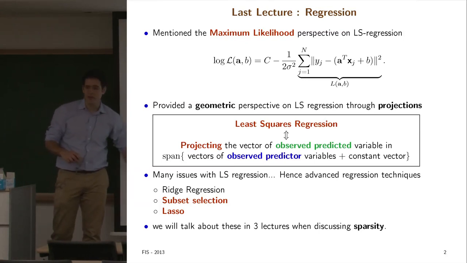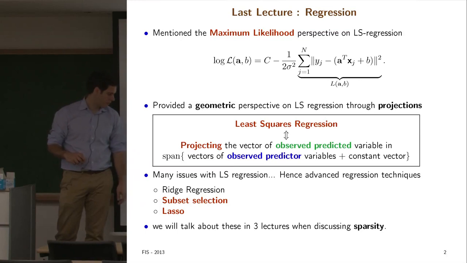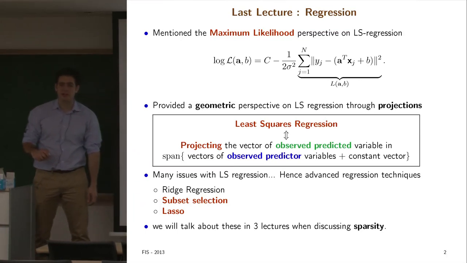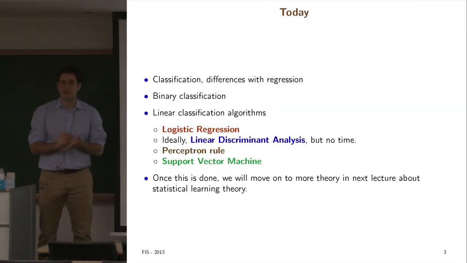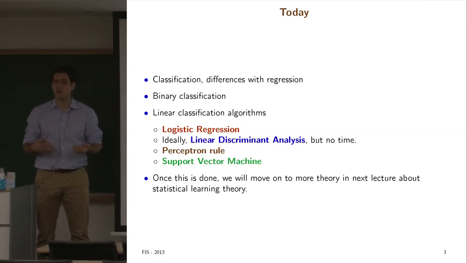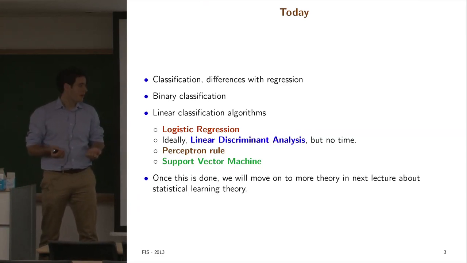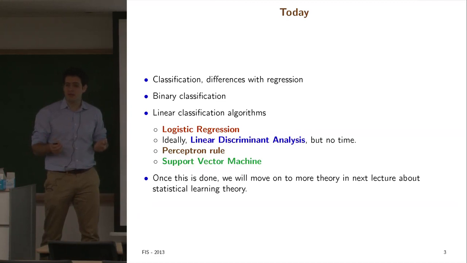So we'll talk a bit more about this in a few lectures when we talk a bit more about sparsity and kernel methods. But for now, today we will talk about classification. If you have understood regression well so far, then classification should be quite easy as well, because it's fundamentally the same ideas. But there are a few differences which we will mention.